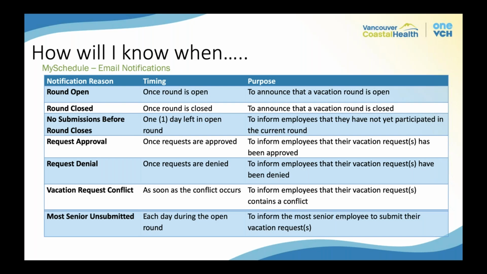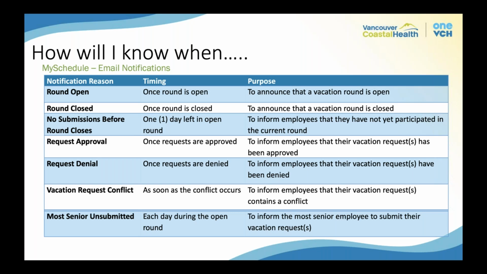The MySchedule system will notify you at various points in the process of what's going on, and this will be done via email. Initially, the first email announcing that the MySchedule program is available will be sent to your VCH email address. Once you log in for the first time, you'll find a Manage Alerts button on the lower left. If you prefer to have your notifications around annual vacation booking go to your personal email, you can set that notification email to be your Gmail or Yahoo or whatever your personal email is.